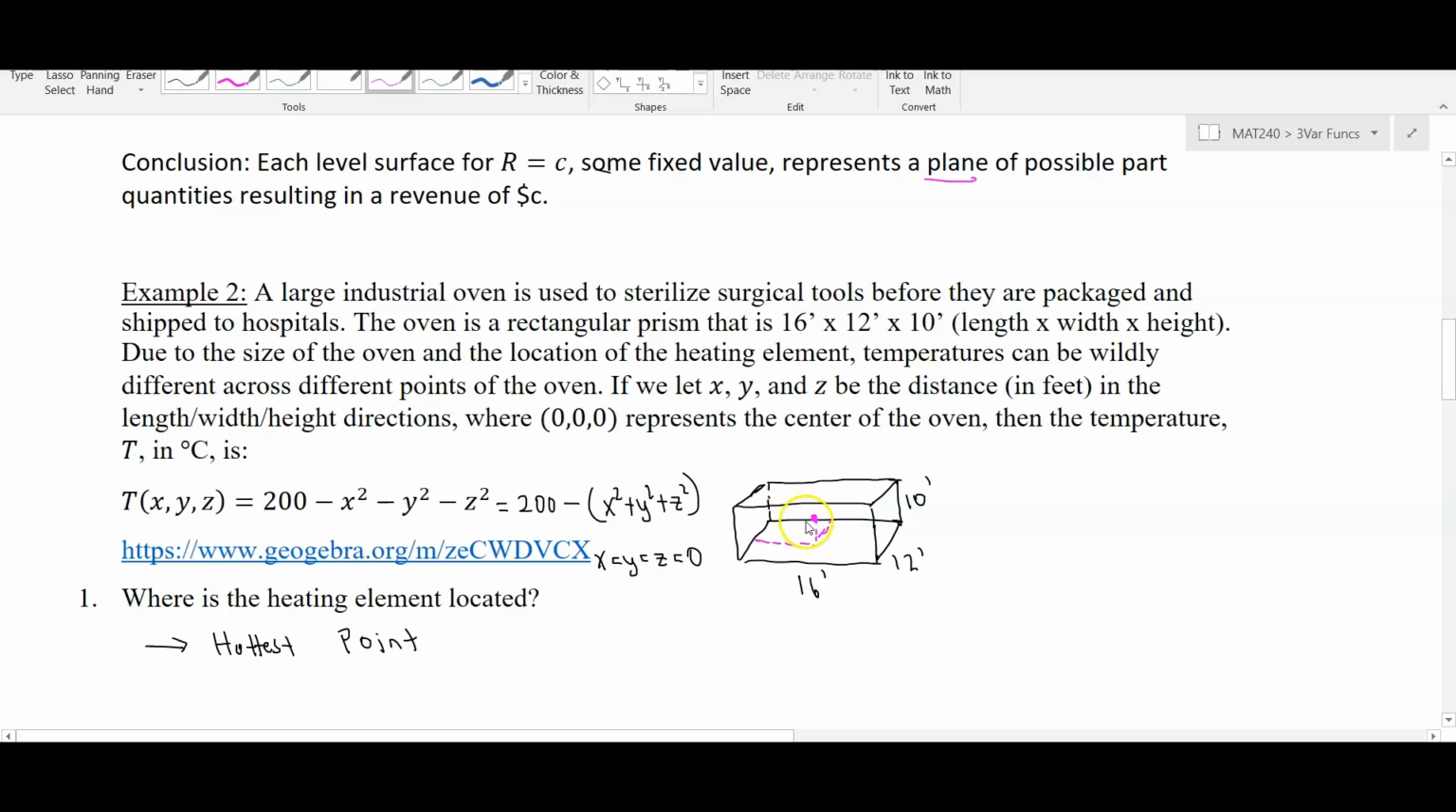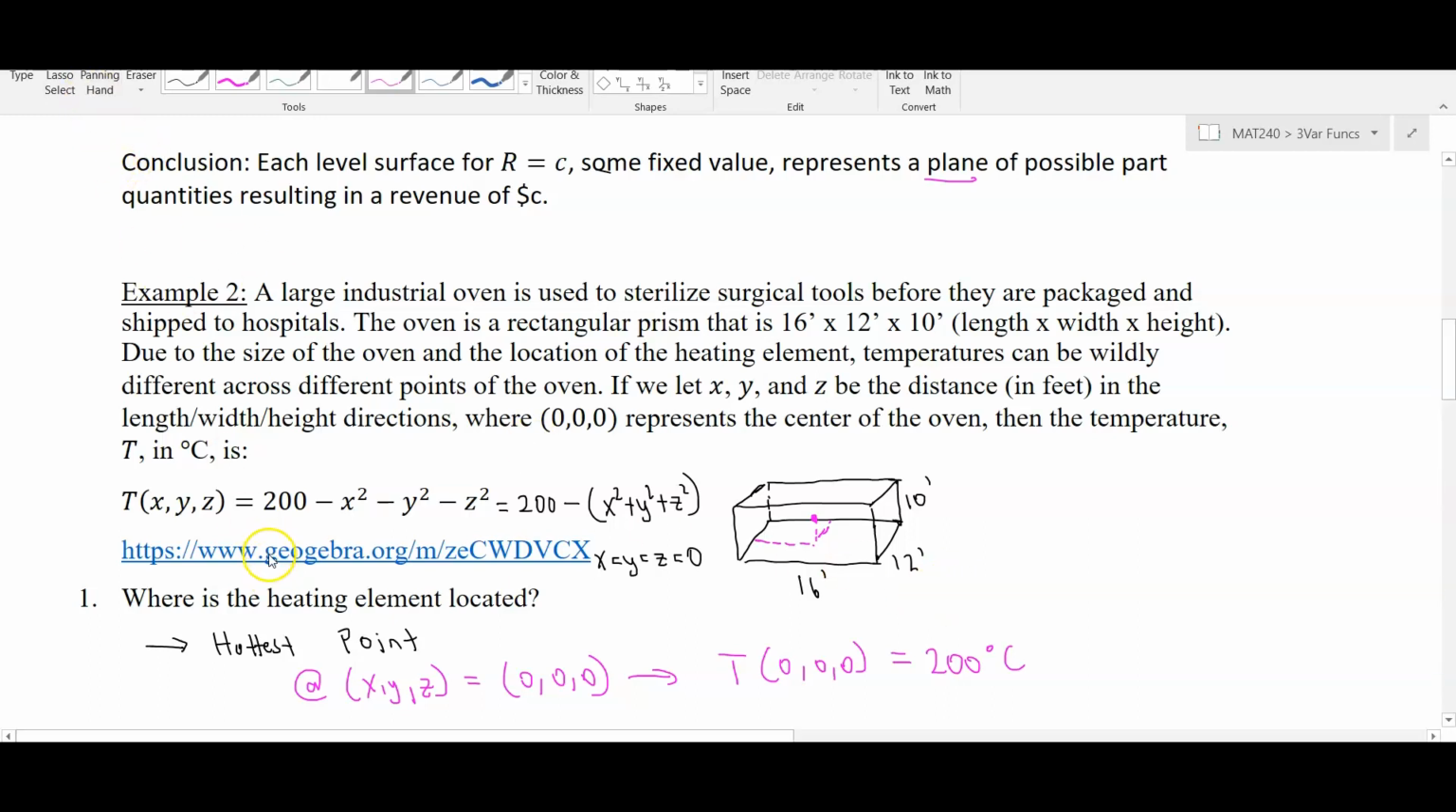So we have this heating element suspended there in the middle of air. So we can say that the hottest point, or where the heating is located, is at the point x, y, z equals 0, 0, 0. And our argument is just that the reason it's the hottest is because if you make x, y, or z anything other than 0, then you're going to be reducing the temperature. And so the temperature at 0, 0, 0 is going to be 200 degrees Celsius. So it's a very, very hot heating element.